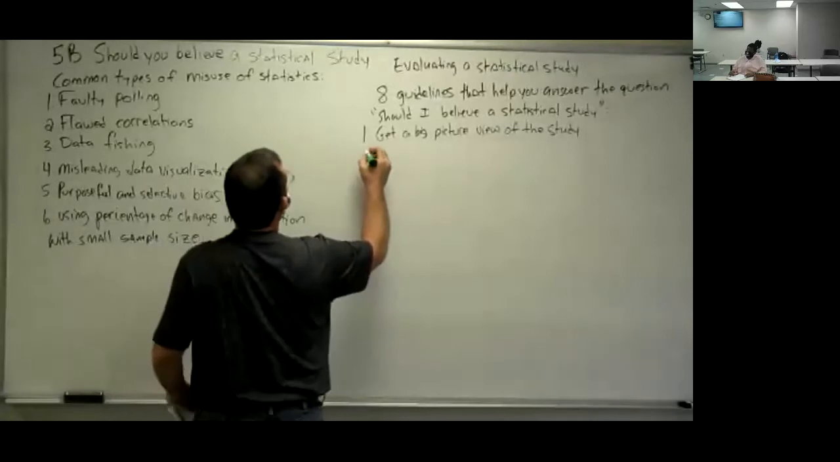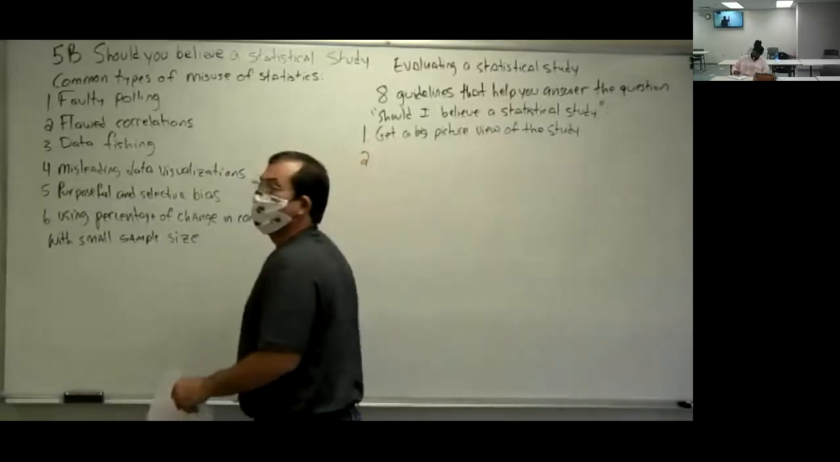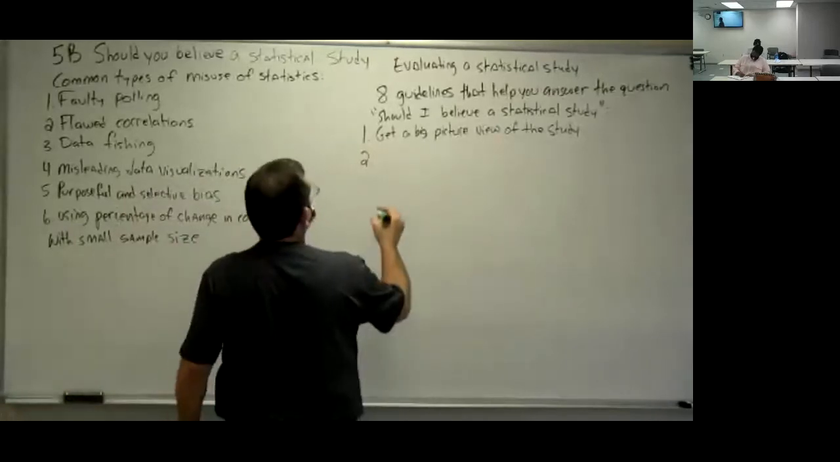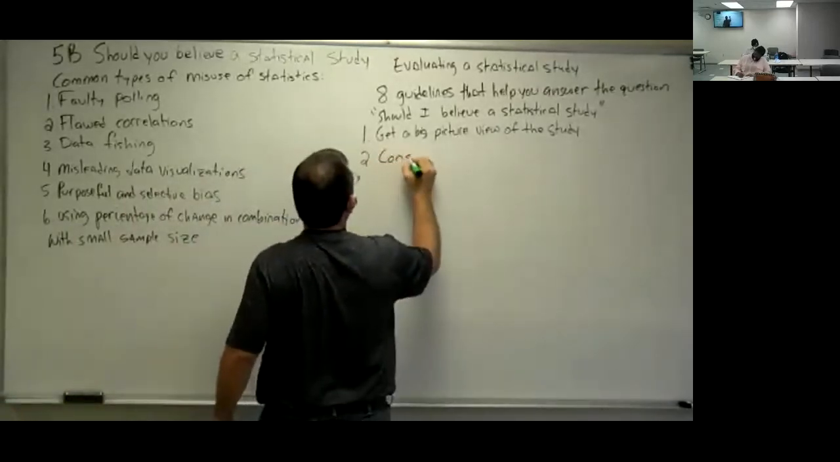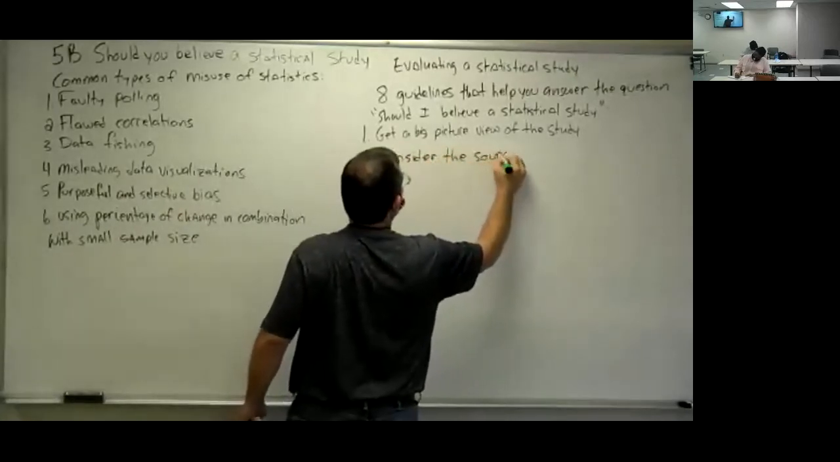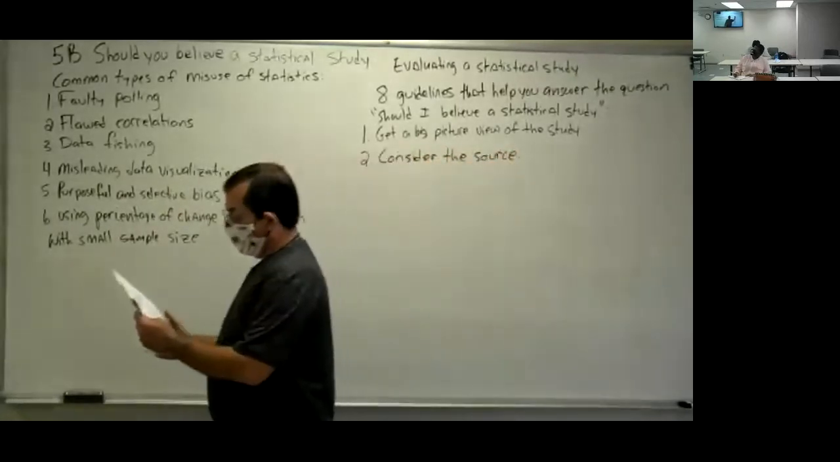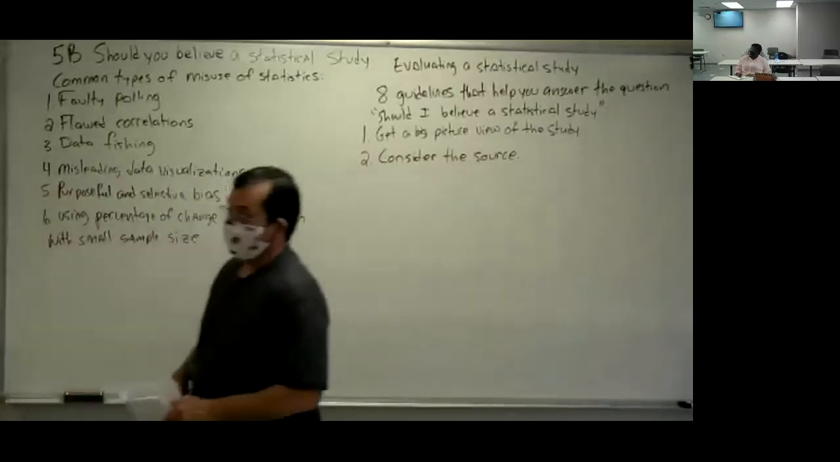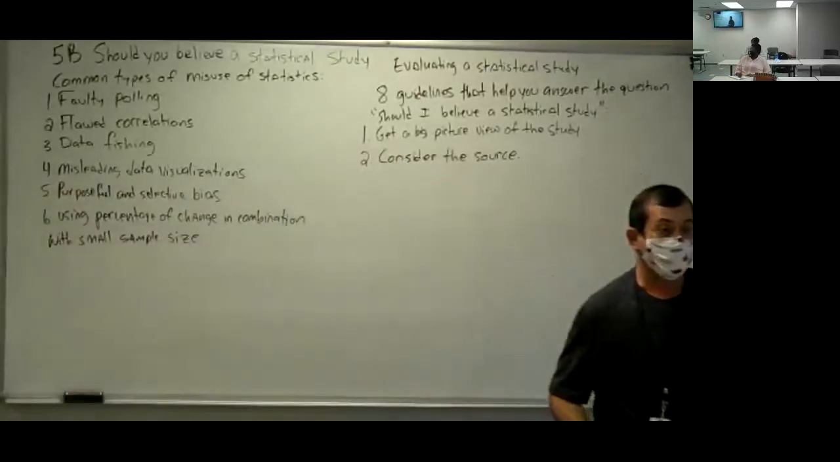All right, guideline number 2. Consider the source. The people who carried out this study, were they biased? You got to worry about people being biased when you're doing statistics, because they can really influence those outcomes big time.